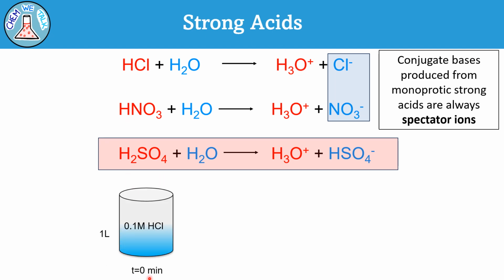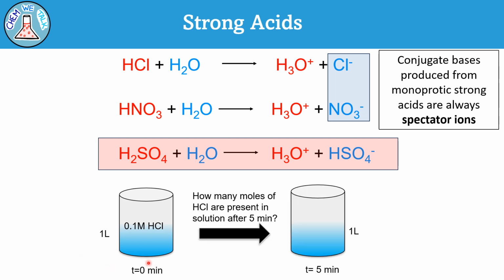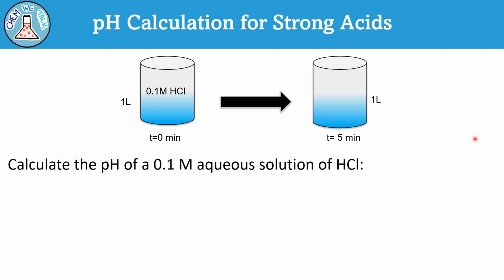Okay, so let's take a look at this hypothetical scenario. I have a solution with 0.1 molar HCl at time equals 0. If I leave that sitting for 5 minutes and come back, what would be the concentration of HCl, like HCl as a whole molecule, H covalently bonded to Cl, would I see after 5 minutes? The answer is actually 0, right? We just said that HCl will break apart completely to produce H3O+ and Cl-. So all this 0.1 molar, that 0.1 moles that was in this 1 liter solution, will be converted to H3O+ and Cl-.